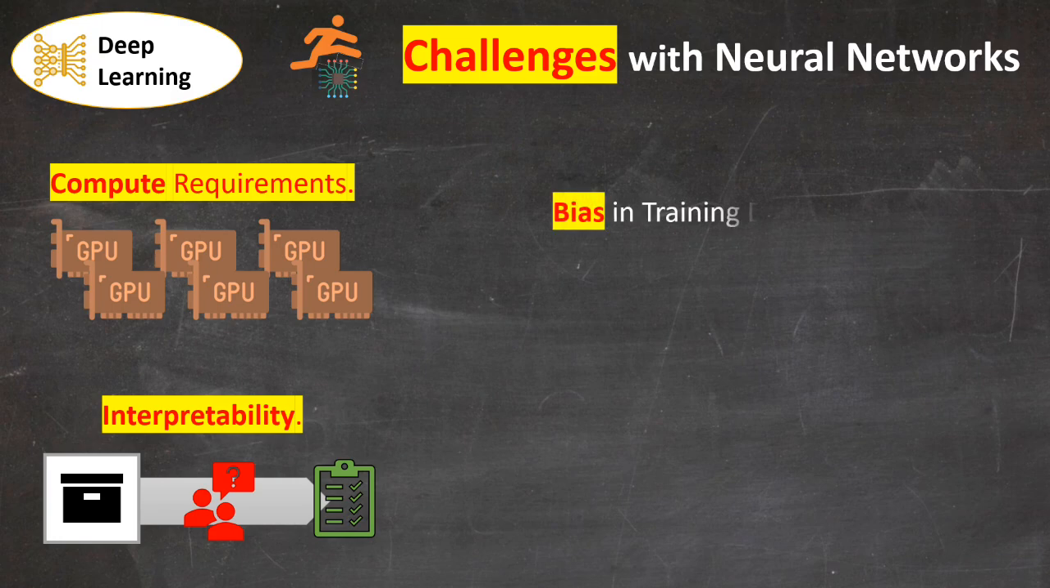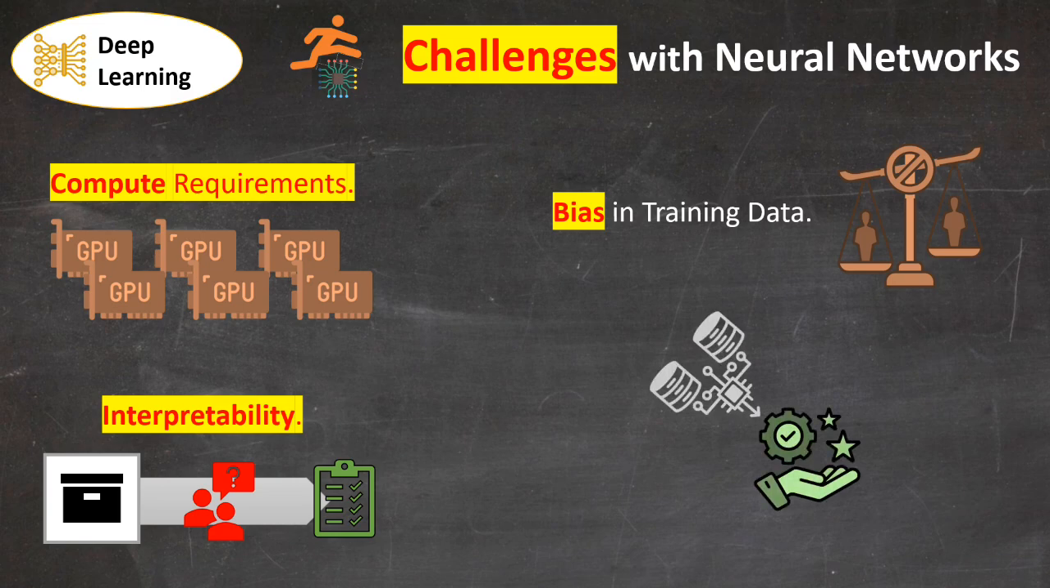Lastly, bias in training data is a major consideration. If the data used to train the model is biased or unrepresentative, the model's predictions can perpetuate or even amplify those biases. Thus, the importance of building responsible AI models. Addressing these challenges is key to responsibly and effectively using deep learning in real-world IT applications.